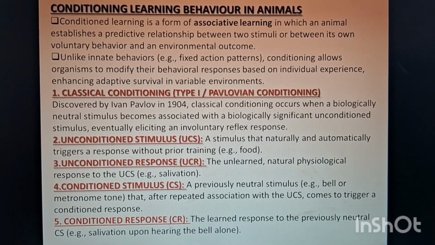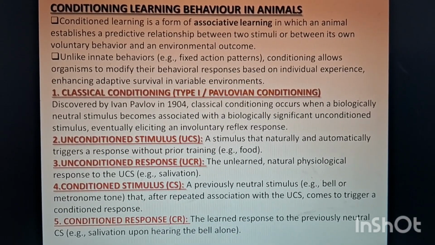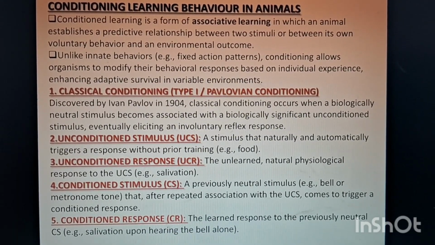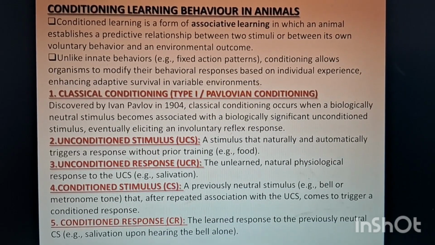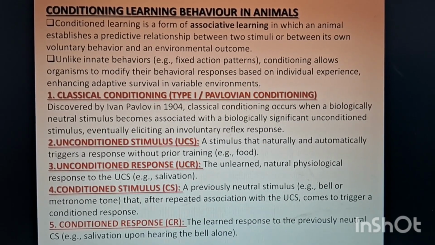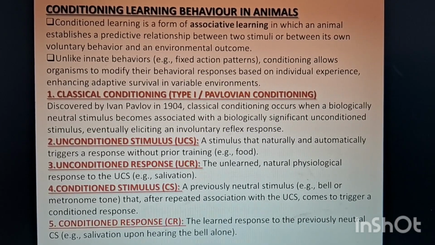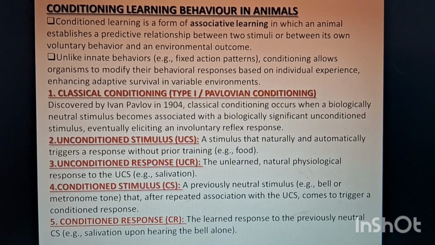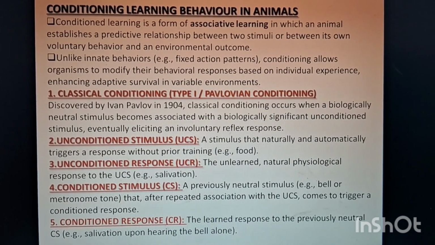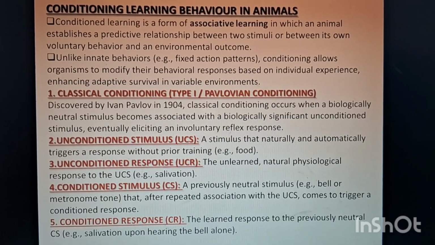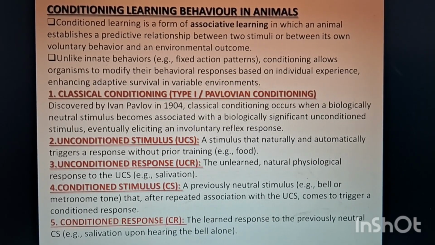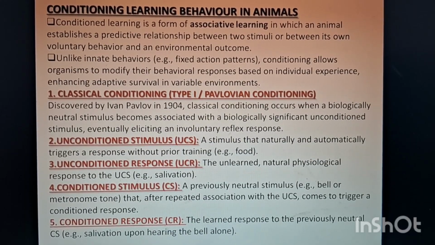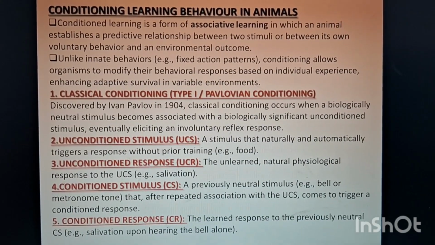Discovered by Ivan Pavlov in 1904, classical conditioning occurs when a biologically neutral stimulus becomes associated with a biologically significant unconditioned stimulus, eventually eliciting an involuntary reflex response. Next, unconditioned stimulus: a stimulus that naturally and automatically triggers a response without prior training. Example, food. Next, unconditioned response, that is, the unlearned natural physiological response to the unconditioned stimulus. That is salivation.